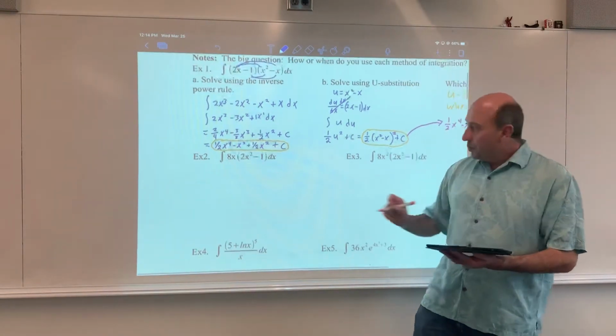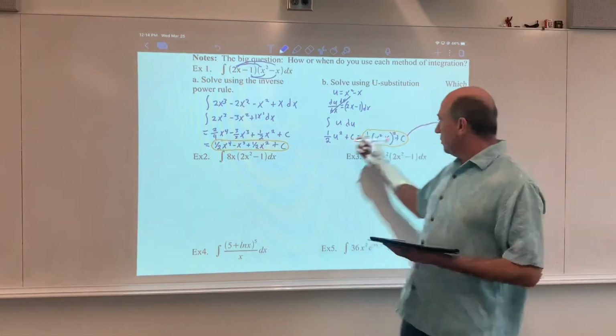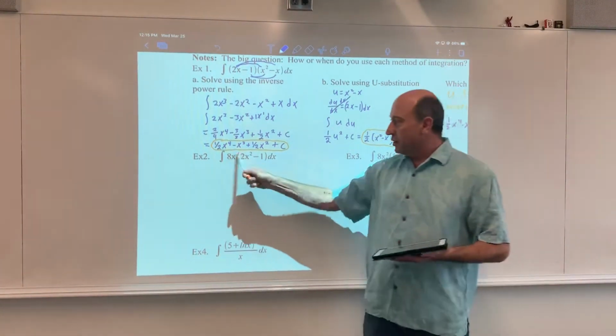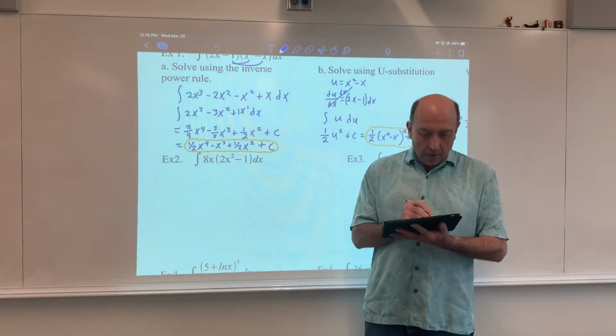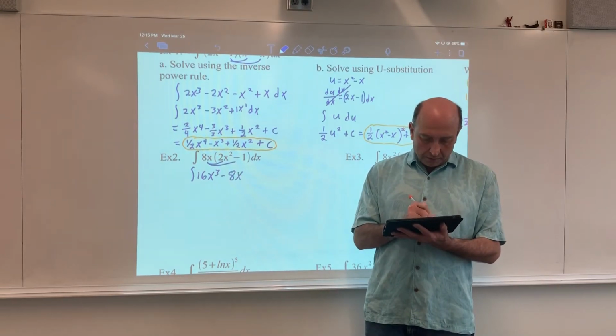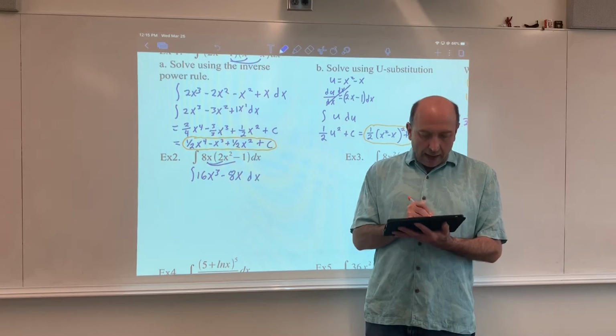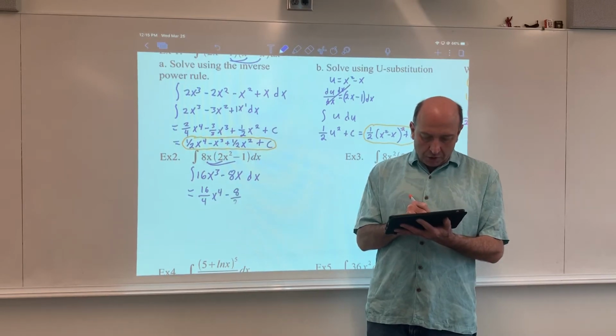Now, it's pretty easy just to distribute this. So in this problem, even though U sub is generally easier, I might just have a tendency to distribute that, because it looks really easy to rewrite and use the inverse power rule. So I would probably go ahead and do that. Okay, 8x times 2x squared is 16x to the 3rd, and 8x times negative 1 is minus 8x. Now I can happily take the antiderivative, so it's 16 over 4 x to the 4th minus 8 over 2 x squared plus c for good measure.